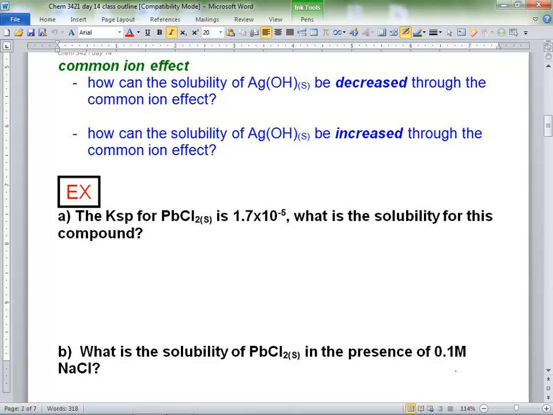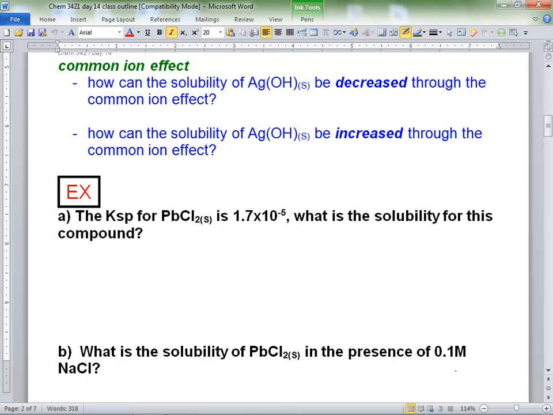Do we have an idea? What could you do? You add more base. You add more hydroxide ions. Add more hydroxide, right? Make the pH go up or down? Up, right? Excellent. Add some more base.